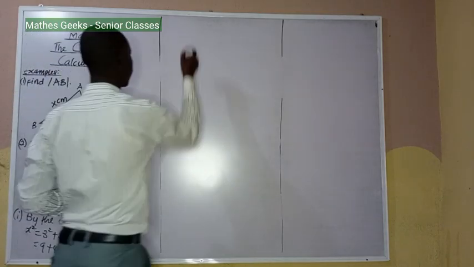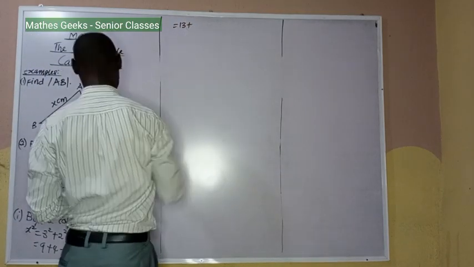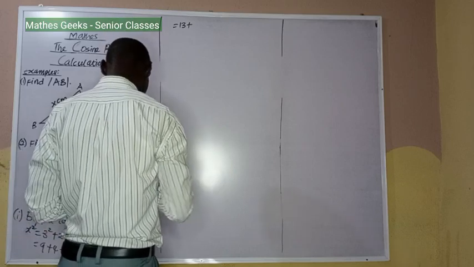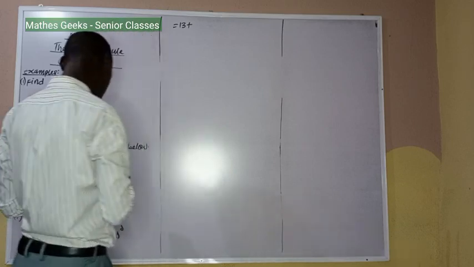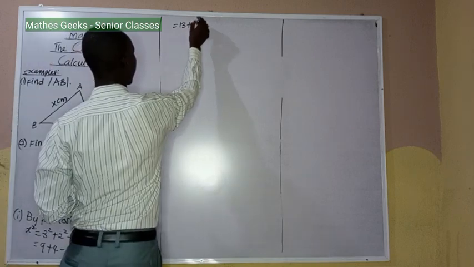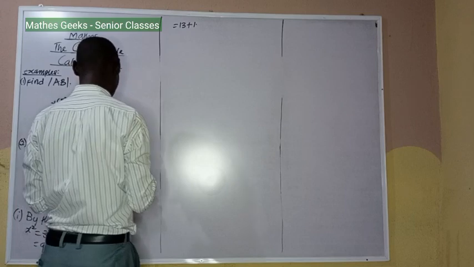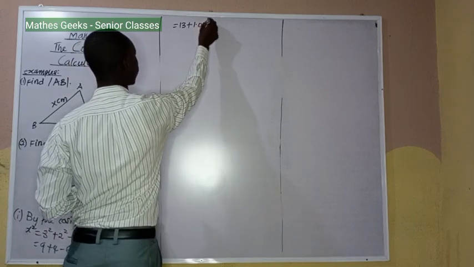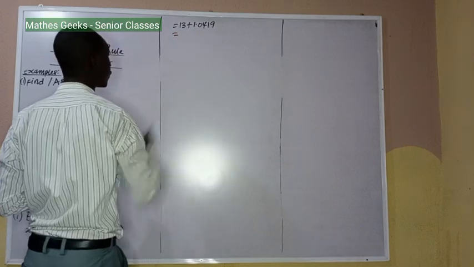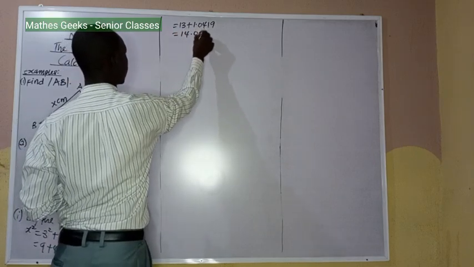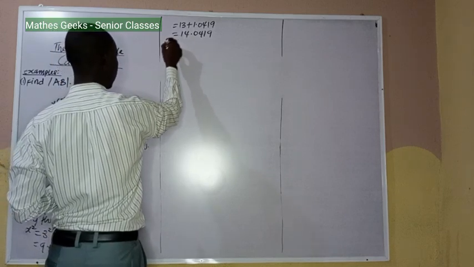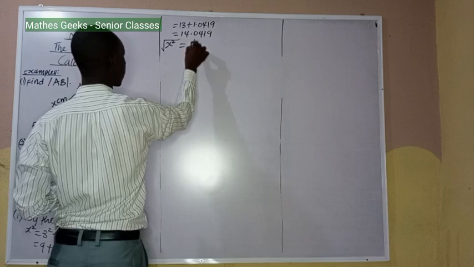9 plus 4 is 13, 13 plus... so I'm going to use my calculator here. 6 cos 80 degrees is 1.04. So 13 plus this will give us 14.0419. Now take the square root of both sides, which is x squared equal to 14.0419.